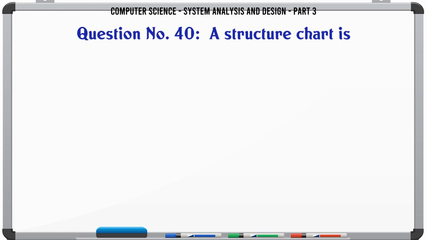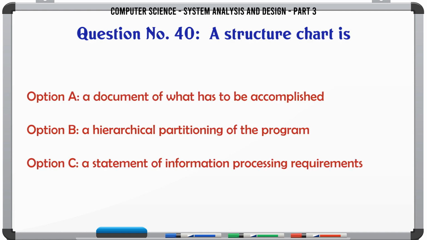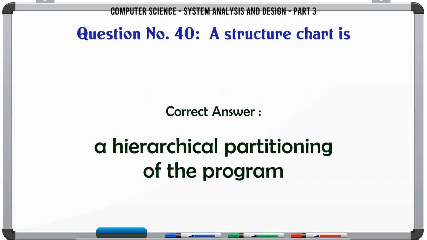A structure chart is A. A document of what has to be accomplished, B. A hierarchical partitioning of the program, C. A statement of information processing requirements, D. All of the above. The correct answer is a hierarchical partitioning of the program.